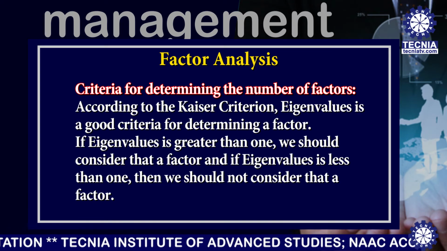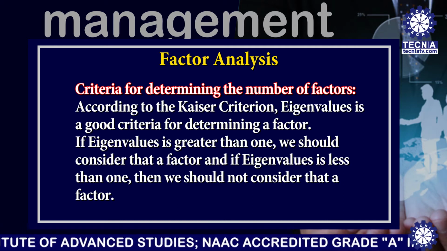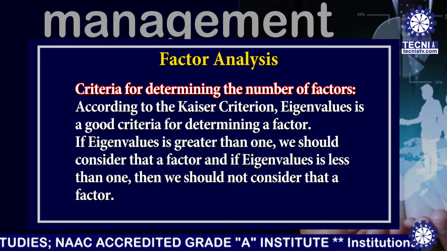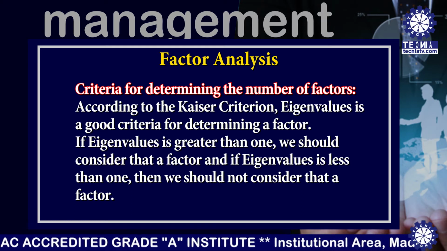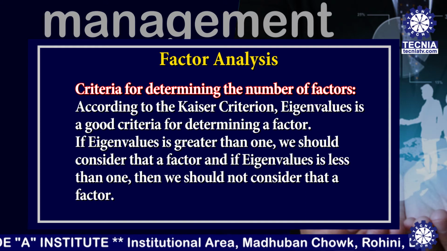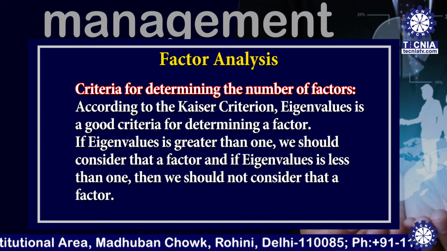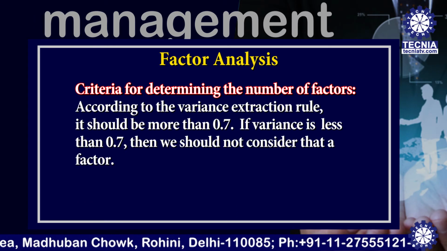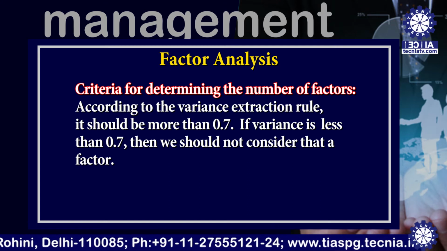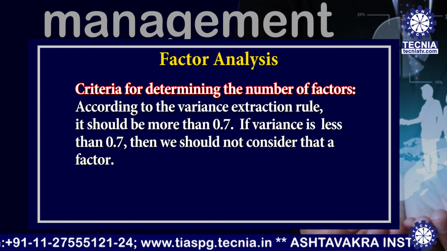Now, how can we determine the number of factors? There are certain criteria. According to the Kaiser criterion, eigenvalue is a good criterion for determining factors. If eigenvalue is greater than 1, we should consider that a factor, and if eigenvalue is less than 1, then we should not consider that a factor. According to the variance extraction rule, it should be more than 0.7. If variance is less than 0.7, then we should not consider that a factor.